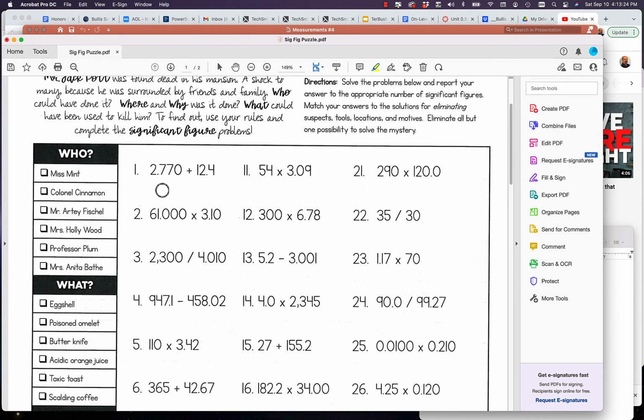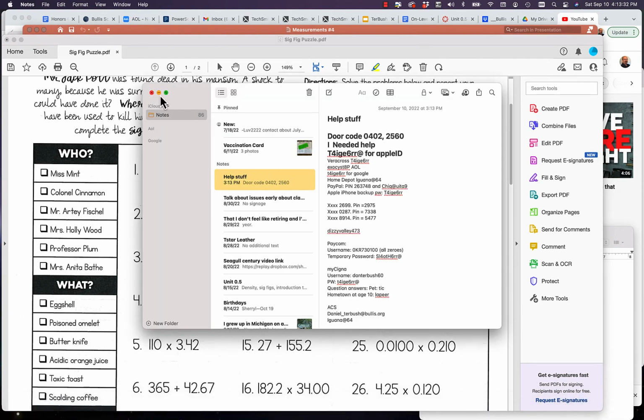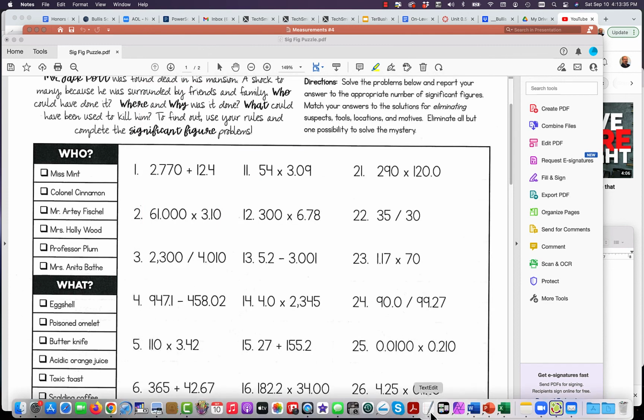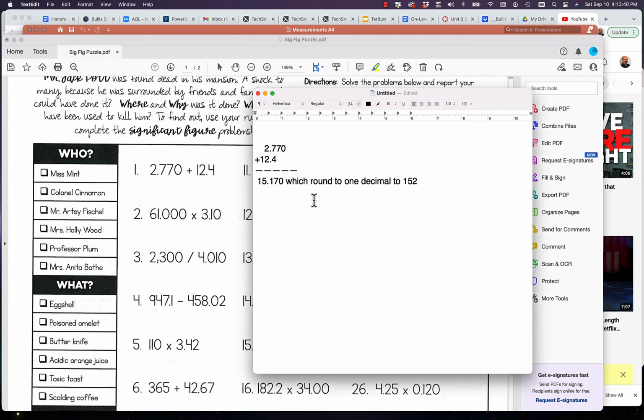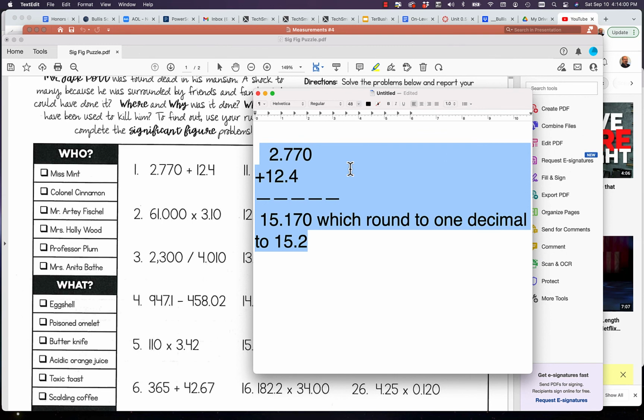So let's take a look at question number 1. 2.770 plus 12.4. Now, if we were looking at that, this is how we would round it, okay? 2.770 added to 12.4 gives 15.170, and we have to round it to 1 decimal, so it rounds to 15.2. So why don't I make that a little bit bigger so we can see a little bit better. All right, there we go. Rounds to 15.2.